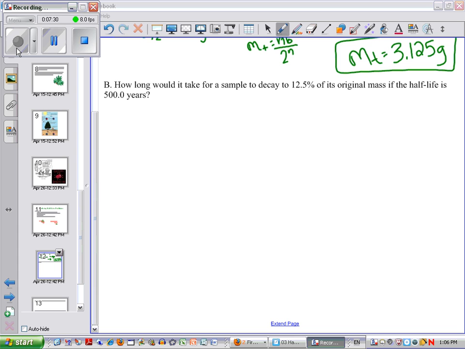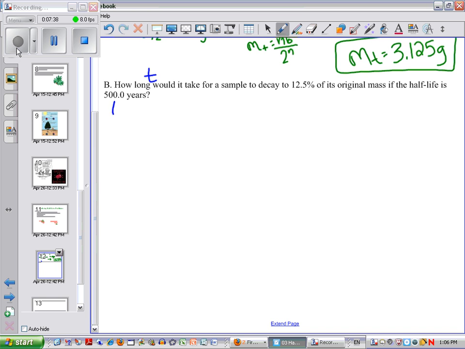This one says, how long would it take a sample to decay to 12.5% of its original mass if the half-life is 500 years? So what we're looking for is how long. We're looking for time. We have T 1/2. But look, they don't give us an M sub O and an M sub T. Here's my best advice to you. Percents are out of what? 100. So if you see a percent problem, and again, you can really take any number and make the M sub T 12.5% of it.